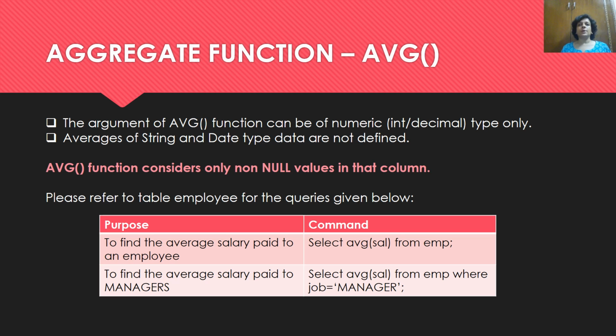Now refer to the table employees for all the queries given in this section. To find the average salary paid to an employee, the command would be: select avg(sal) from emp. To find the average salary paid to managers, the command would be: select avg(sal) from emp where job equal to manager.